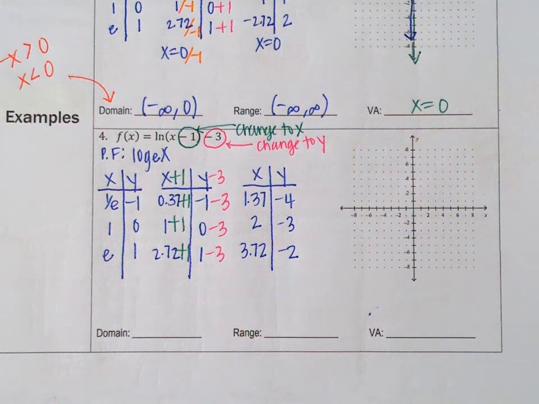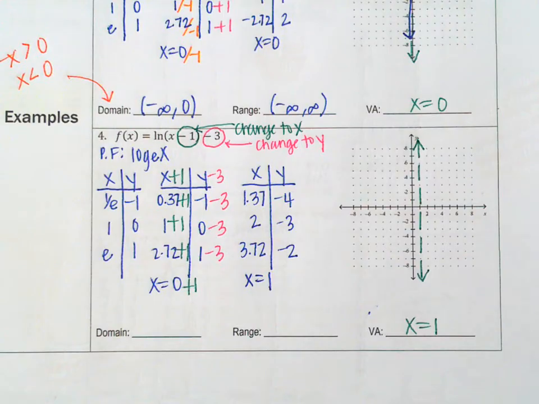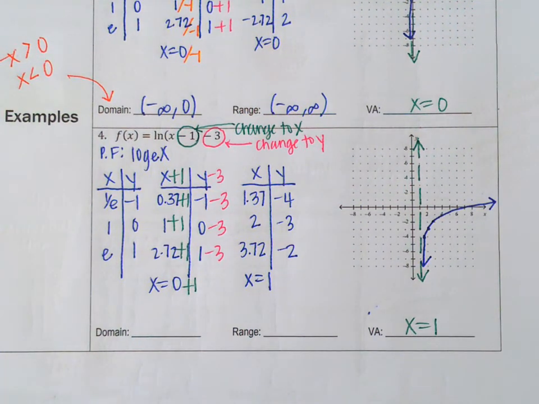My next step is to think about where my new asymptote is. All of my x values were added by 1, so I added 1 to my asymptote to get my new asymptote at x equals 1. Now I'm just going to graph my points, and I now have my curve.